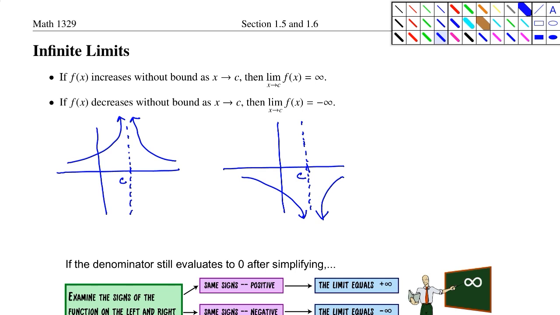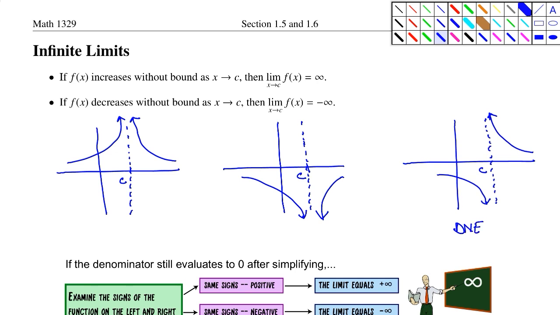And then the third scenario is, suppose you have a vertical asymptote, and let's just say on the left side it decreases without bound. On the right side, it's increasing without bound toward x equals c. And so that is neither. So that does not exist, period. So in that case, you have different behaviors on either side of c. So we just say it does not exist.